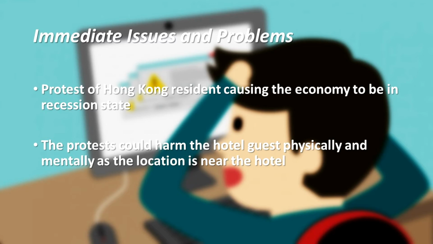In 2018, the hotel occupancy rate averaged over 90%, and in 2019, it dropped to 30% to 40%. Some 5-star hotels, such as the Ritz-Carlton Hong Kong, in order to enable customers to stay smoothly and safely, decided to reduce the lowest price per night by 50%. Although the price decline was smaller than other hotels, hotel revenue was still down 50% compared to the same period in previous years. And the second problem is that because the hotel is located near the protest location, the protesters could harm the hotel guests physically and mentally.